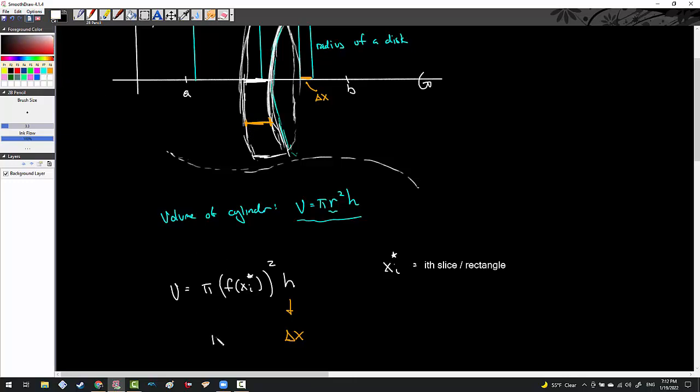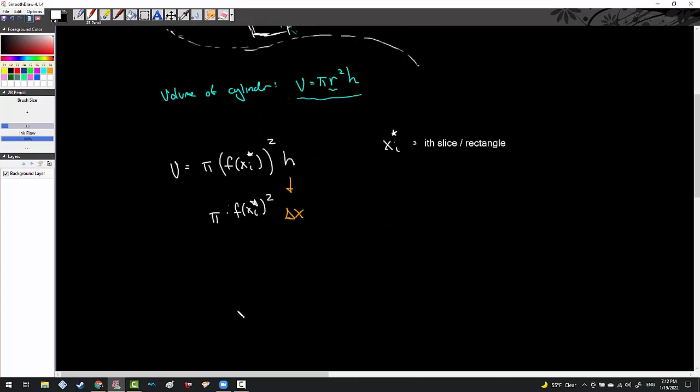And again, this pi is a constant, so we're not going to replace it with anything. And it's going to be times f of x sub i star squared times delta x. So again, really just pi r squared h, right? That's our volume.